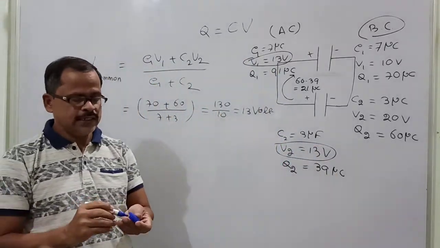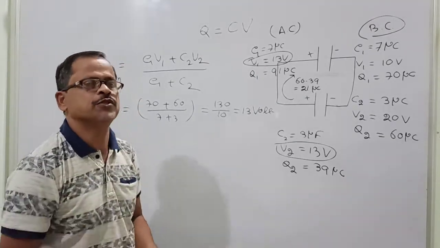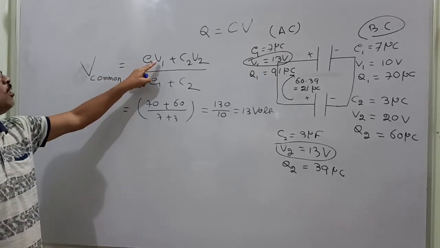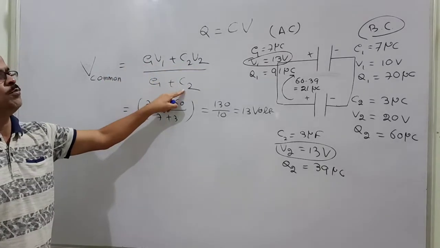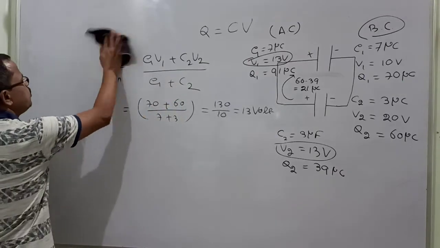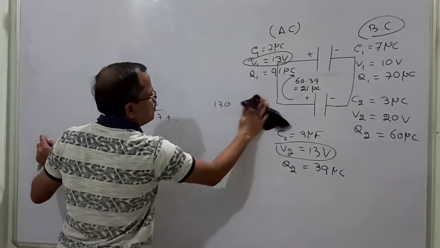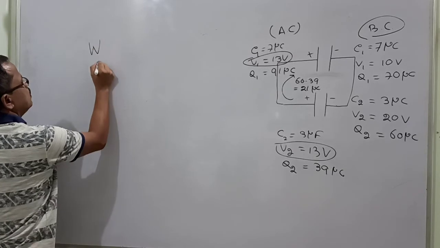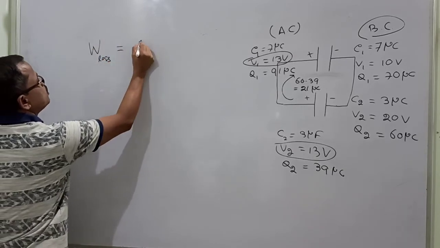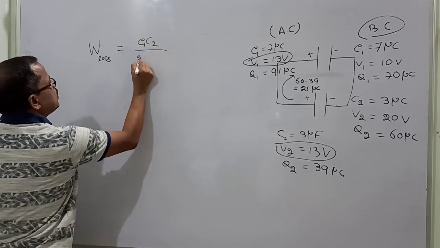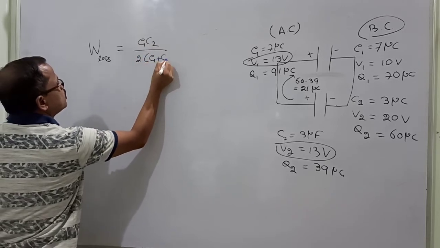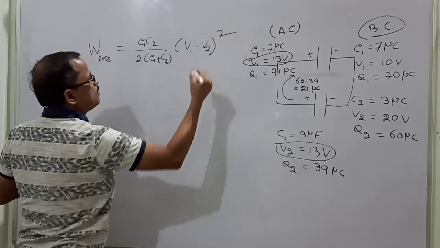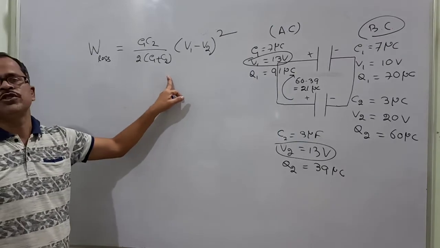Another question is, what is the amount of energy lost during this process? That also you have to calculate. Now again, please remember the common potential formula is C1 V1 plus C2 V2 divided by C1 plus C2. Please note down. Next point is energy loss. How much energy is lost during this process? So the amount of energy loss during the process is equal to C1 C2 divided by 2 into C1 plus C2, into V1 minus V2 whole square. This is the amount of energy lost during the process of combination.